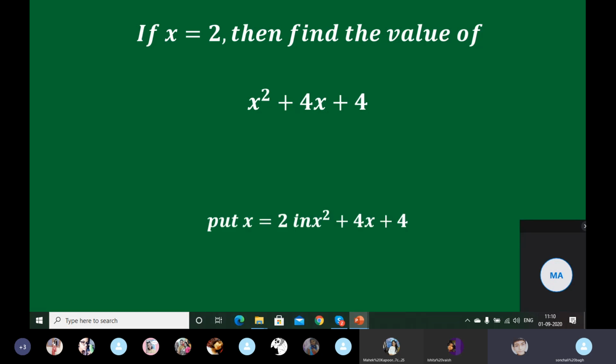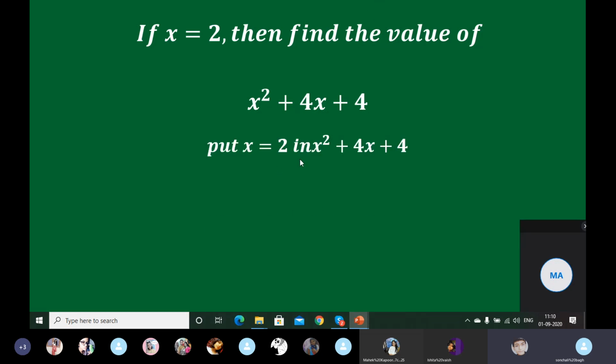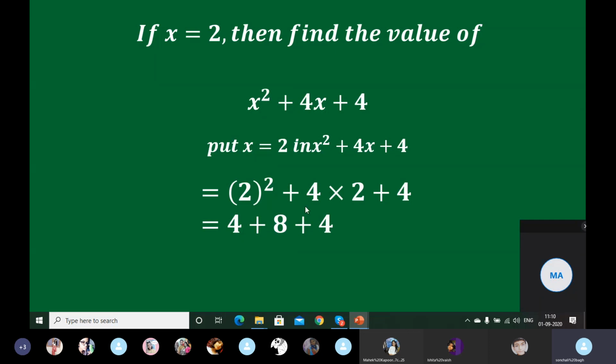Now what we will do is substitute x equals 2. We will be substituting the value of x into x square plus 4x plus 4. I'm just substituting x equals 2: 2 whole square plus 4 into 2 plus 4. 2 square is 4, 4 into 2 is 8, and 4. Now we add it and the answer is 16. Understood the concept?